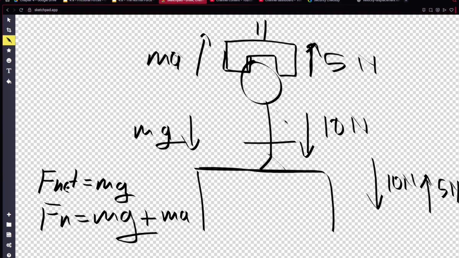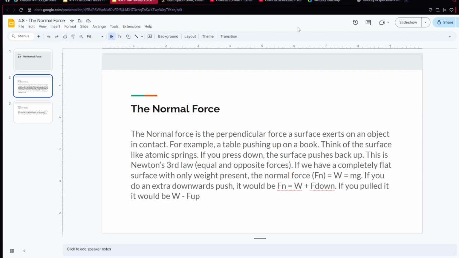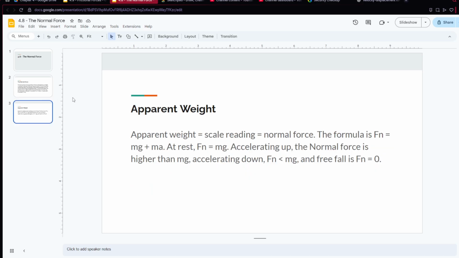So in simple terms, we're applying 10 newtons of force here with our weight, and we're pulling 5 newtons up with the clamp, which is why it's a net. If we do the math here, it would be 10 newtons minus 5 newtons technically, because this is magnitude, and we'll get 5 newtons of force that we're applying onto this object. So that's the logic here. So if you pulled it, it would be W minus F up. Same thing here. Remember, W is just mg.